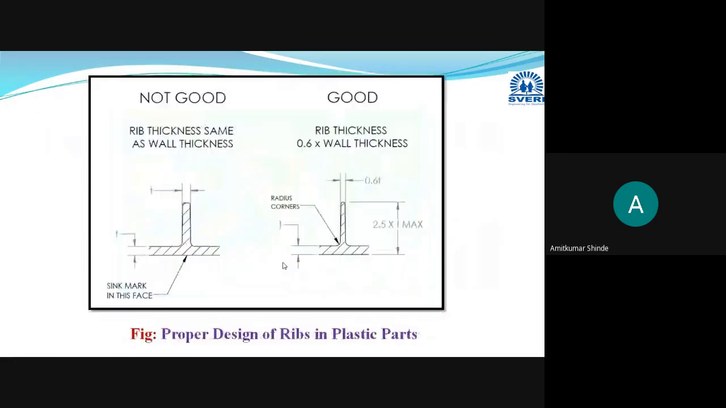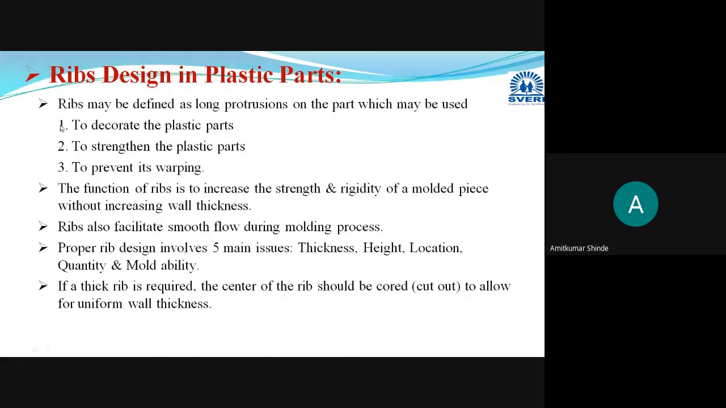Now we will start with the ribs. Initially we will try to understand why it is necessary to provide a rib. A rib is nothing but a long protrusion provided on the plastic part. So a long protrusion or long extension is termed a rib. What is the purpose of providing a rib?